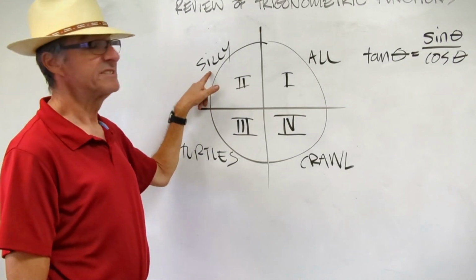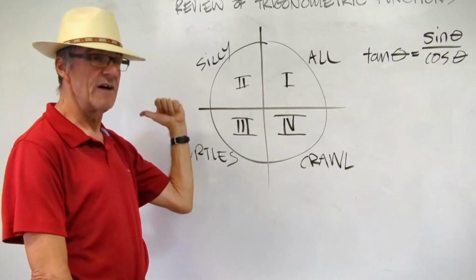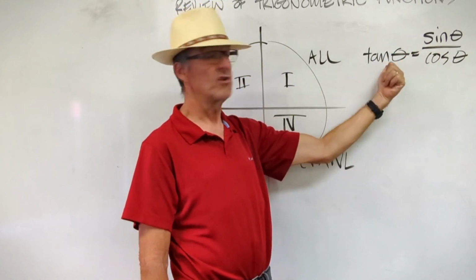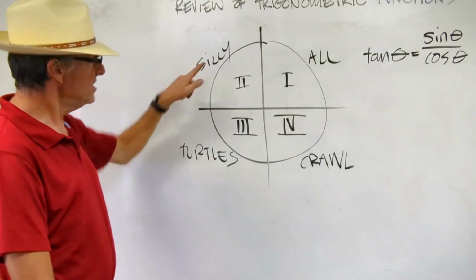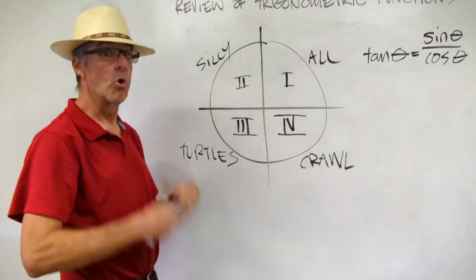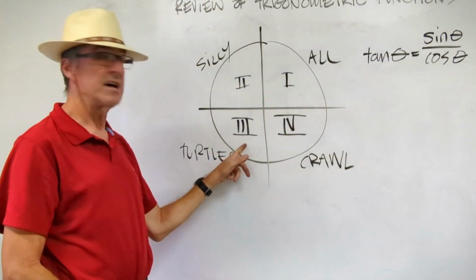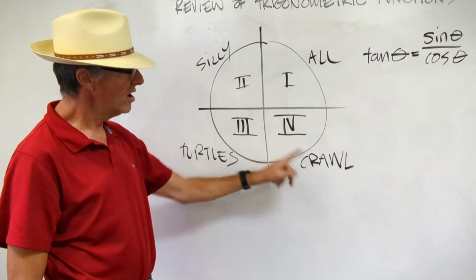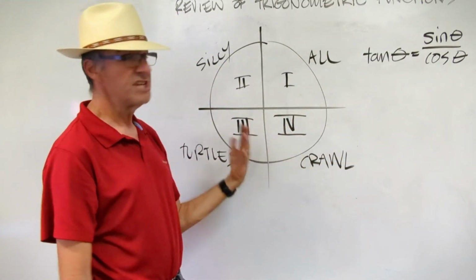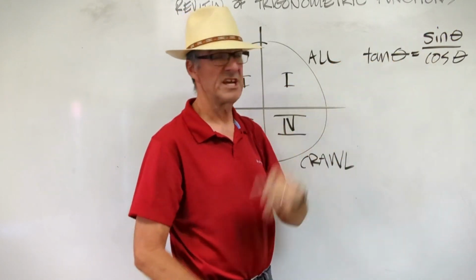Silly means that sine is the only one that's positive. And that makes sense. We know that cosine is negative because we're left of the y-axis. And if cosine is negative and sine is positive, this fraction is going to be negative and so will tangent. Silly turtles, T is for tangent. And we know down here in quadrant 3 that both x and y, or sine and cosine, are negative. Having a negative divided by a negative makes a positive, so tangent is going to be positive in quadrant 3. And then finally in quadrant 4, cosine is the one that's positive because we are to the right of the y-axis. And again, tangent would be negative because sine's negative, cosine's positive. So this fraction becomes negative, which makes tangent negative.